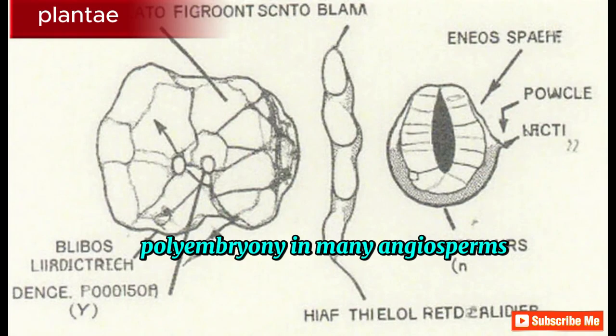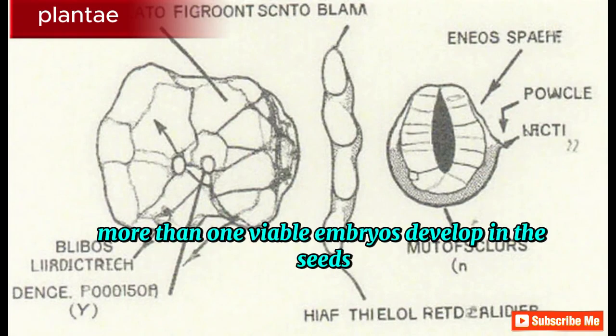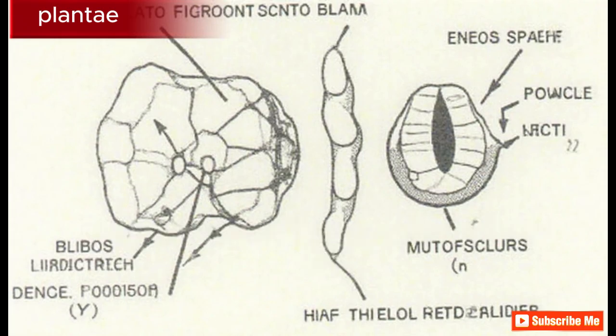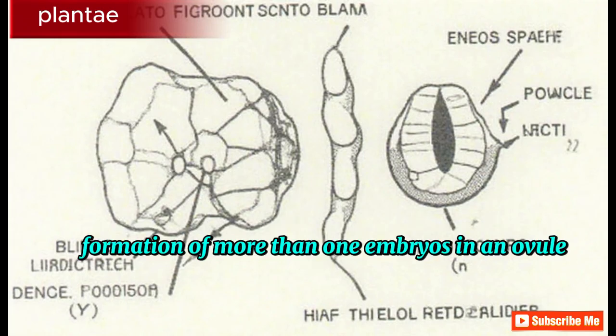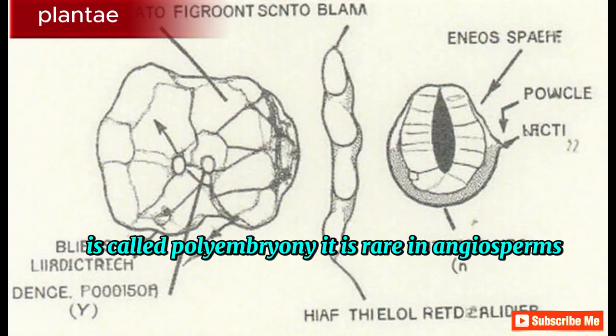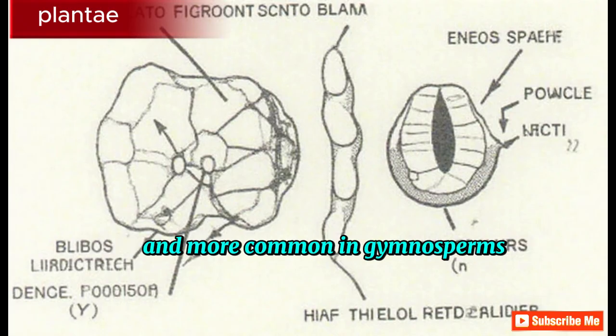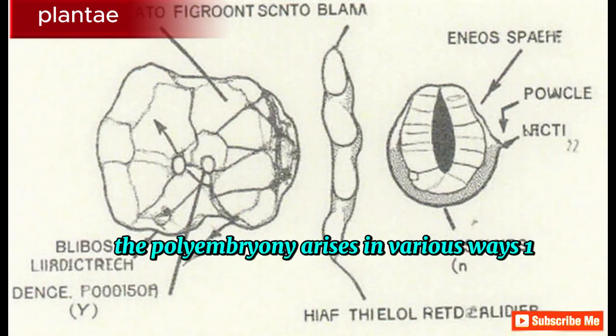Polyembryony. In many angiosperms, more than one viable embryo develops in the seeds. Formation of more than one embryo in an ovule is called polyembryony. It is rare in angiosperms and more common in gymnosperms. Polyembryony arises in various ways.